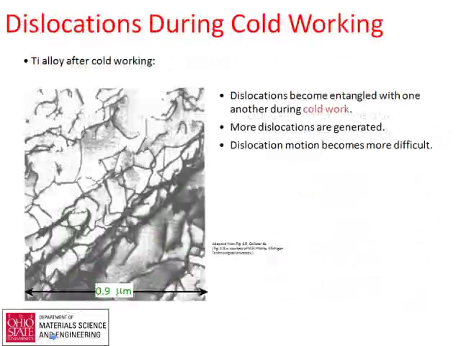So this is what you see during cold working. Dislocations entangle with one another. They become cold worked. More dislocations are generated as you put more and more cold work in, and dislocation motion becomes more difficult. We can also measure dislocation density.